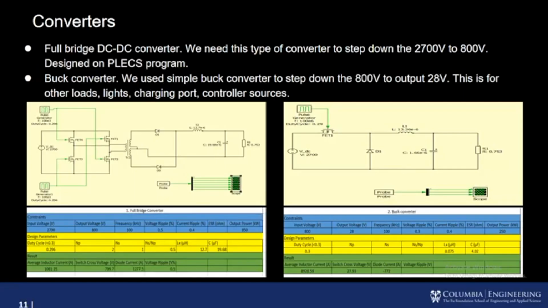For this part, I designed two DC-DC converters. First, a full bridge converter. It's for two transmissions. Second, a buck converter. It's for lights, charging port, controller source, and so on, with 28 volt output. I did the simulation part on the PLECS program. All circuits work properly. There are converter design parameters, constraints, and simulation parts.